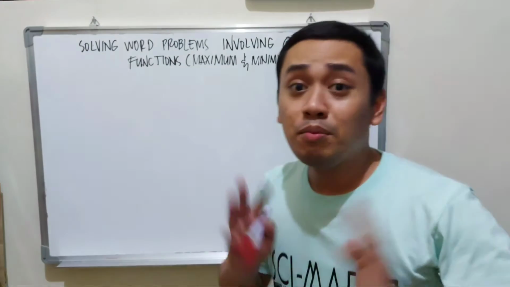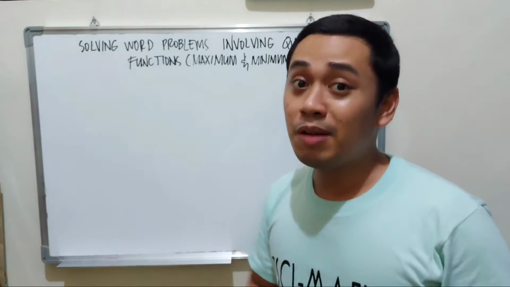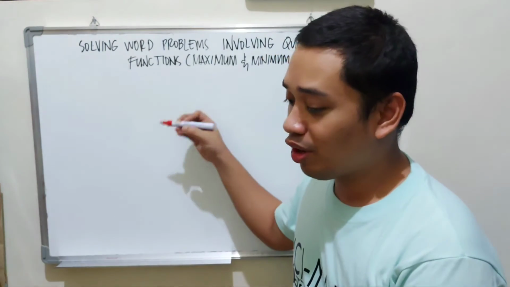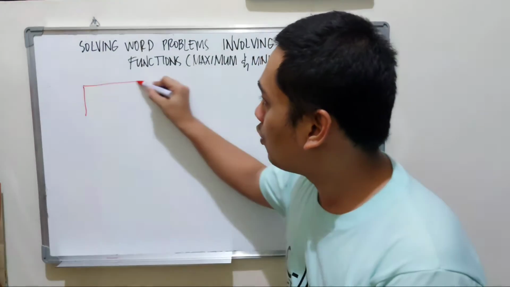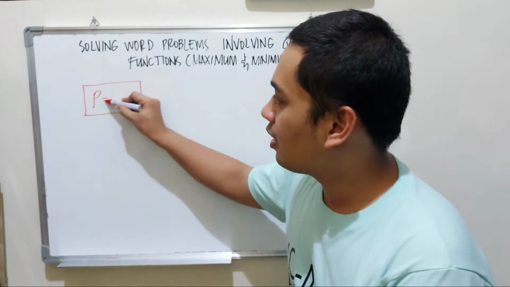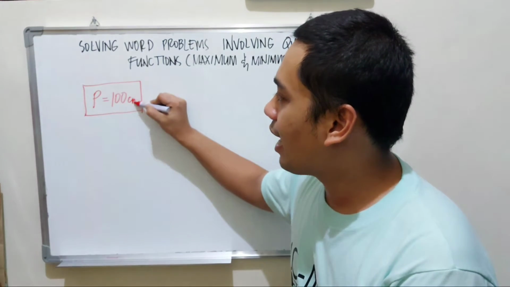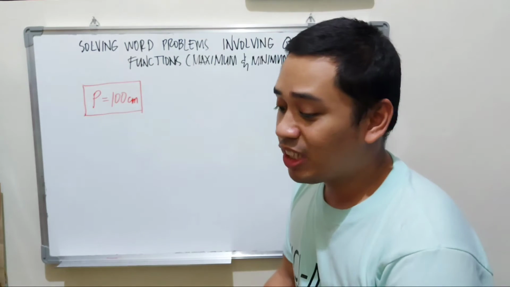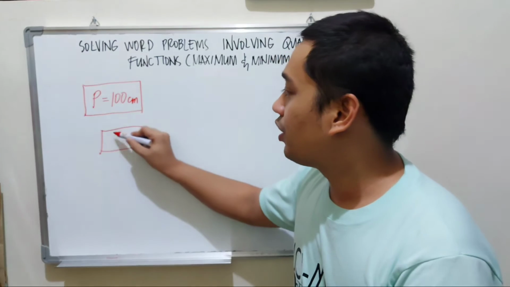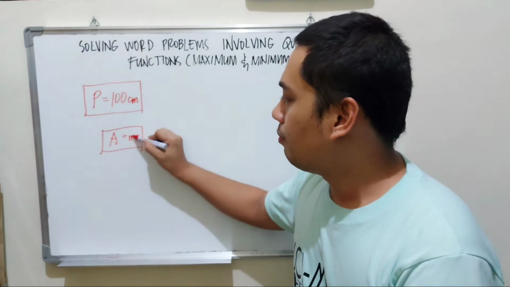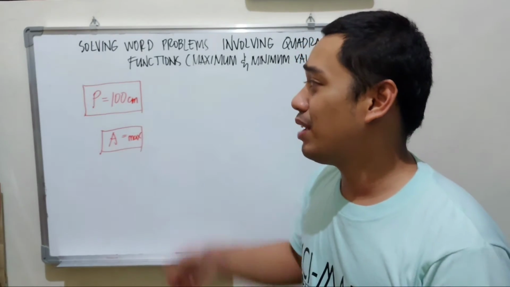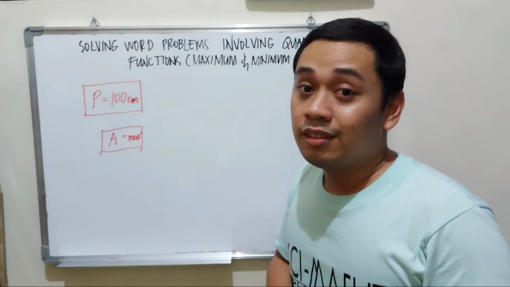Moving forward with our problem number 2, it says there that the rectangle has the perimeter of 100 cm. So, let us try to draw first a rectangle with P is equal to 100 cm. Then, find the greatest possible area for the rectangle. Ngayon, we are trying to look for the maximum or the greatest possible area na pwede nating makuha given the dimensions or yung perimeter ng ating rectangle.